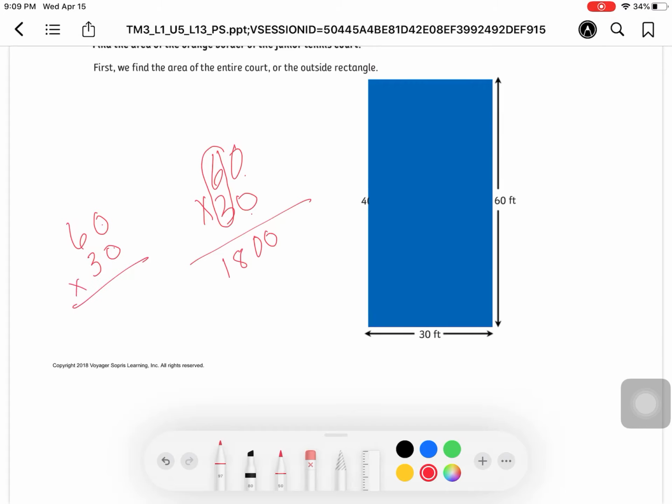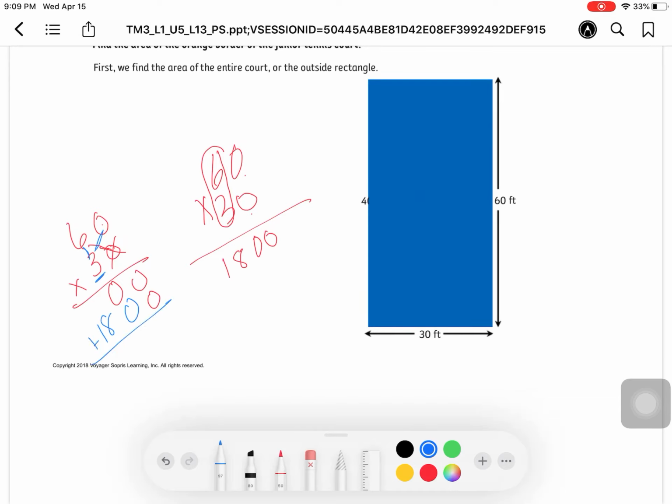So I know 0 times 0 is 0. 0 times 6 is 0. Done with this 0, cross it off. Put that one down below. I'm going to grab a different color because I'm now going to start with my 3. 3 times 0 is 0. And then 3 times 6 is 18.